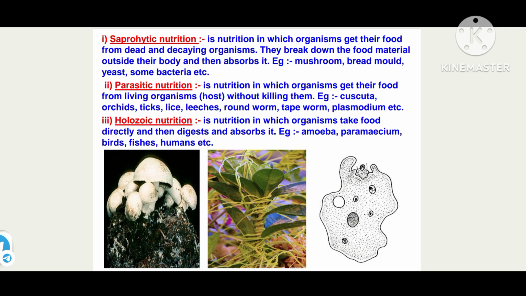Now let us learn the holozoic mode of nutrition. It is a mode of nutrition in which organisms take food directly and then digest and absorb it. Holozoic means the organisms consume the food with the help of their mouth and then digest the food they have consumed, and that food is utilized by the organisms for further processes like growth and development. The best examples given are amoeba, paramecium, birds, fishes and human beings for the holozoic mode of nutrition. You can also observe the pictures given below.